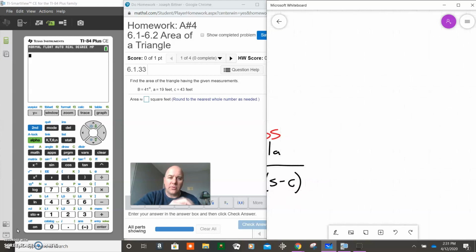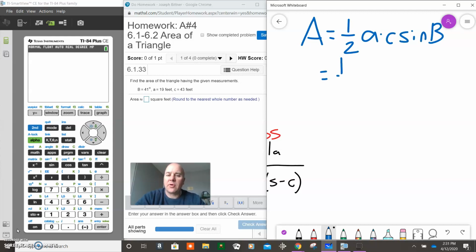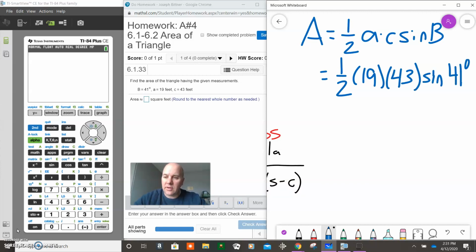Slide this over. So the first problem that I have open with my math lab is looking at this problem. Which one am I going to use here? Since I have an angle, I'm going to use half of a times c times sine of b. If I set this up correctly, it's going to be half of a, which is 19, times 43 times sine of 41 degrees. And again, make sure your calculator is in degree mode. If it's not, you'll definitely get the wrong answer, so just be careful with that.